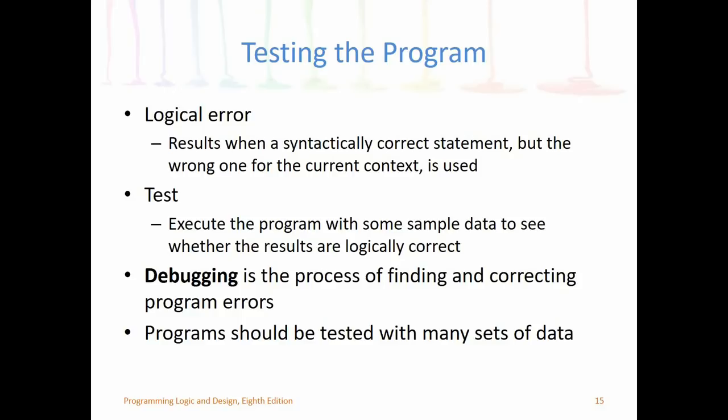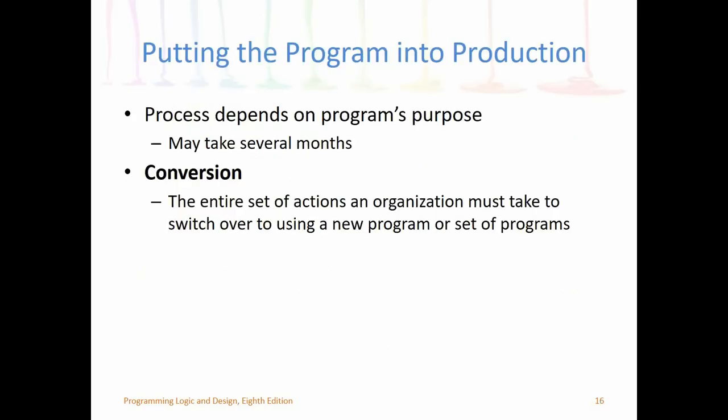Debugging is the process of finding and correcting program errors. We call it a bug. If you have seen programming movies or whatever, we call it a bug, which is an error that we need to fix. So debugging is the process of finding and correcting program errors. Programs should be tested with many sets of data in order to ensure everything is correct.